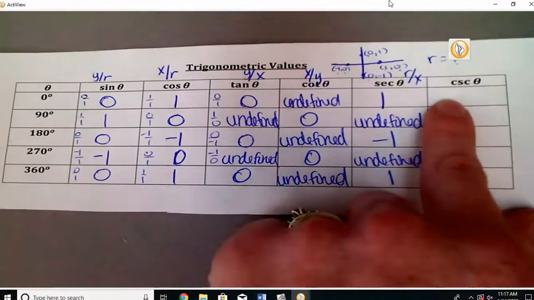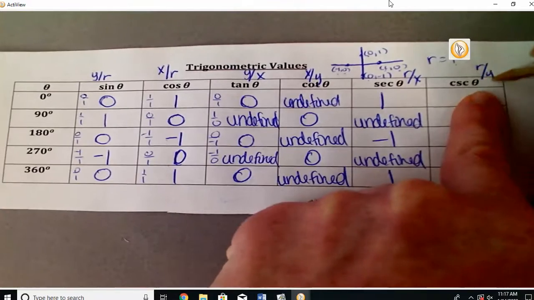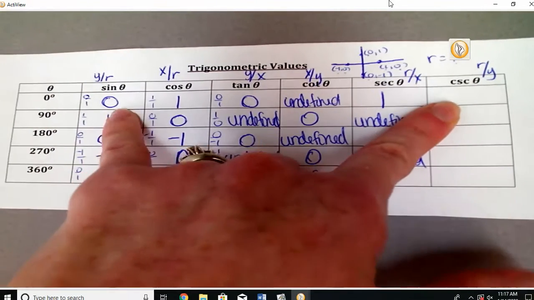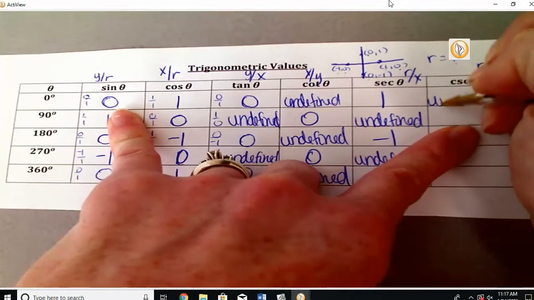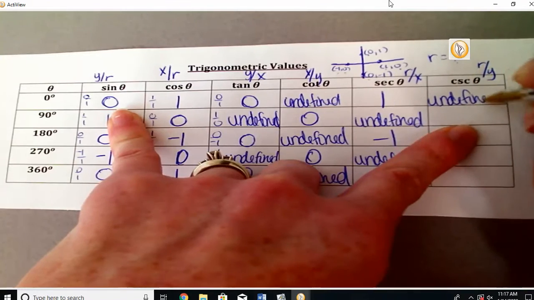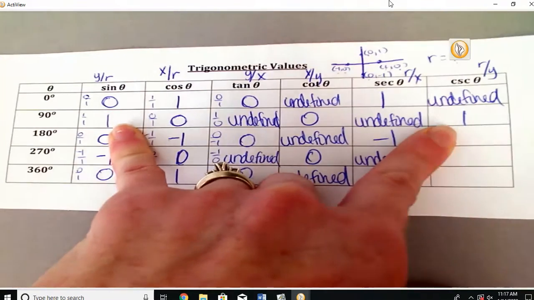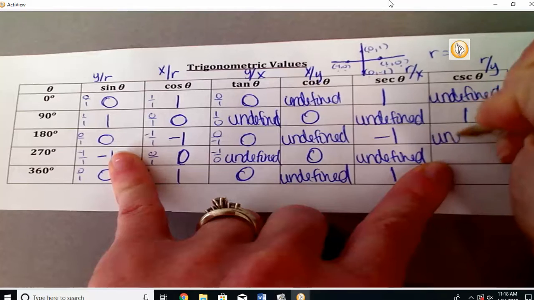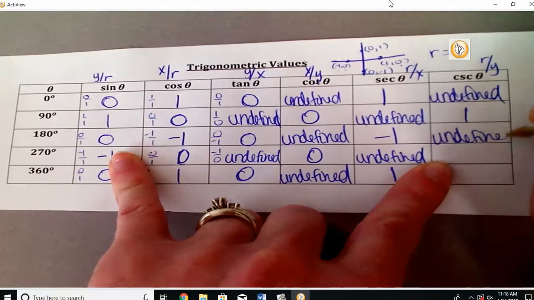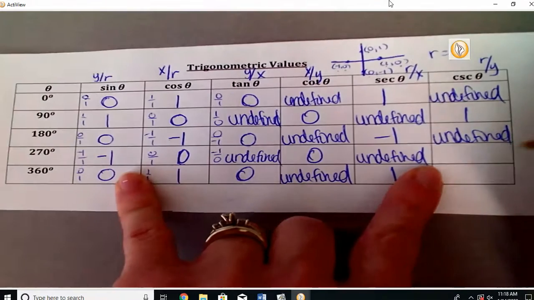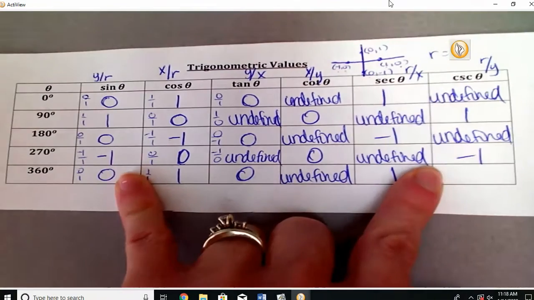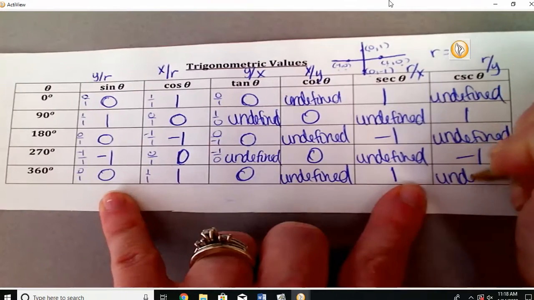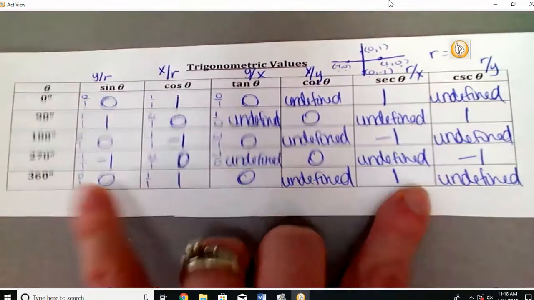Okay. Cosecant is r over y, or the reciprocal of sine. So at 0 degrees, sine was 0, so cosecant would be undefined. At 90, sine was 1, so cosecant is also 1. 180 would be undefined. 270 would be -1. And 360 is undefined.